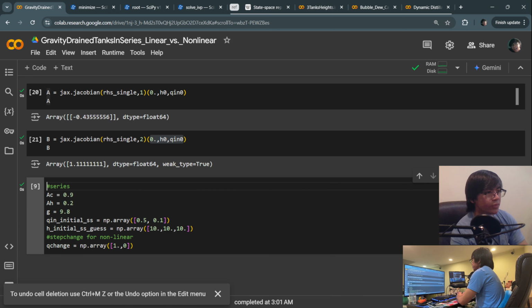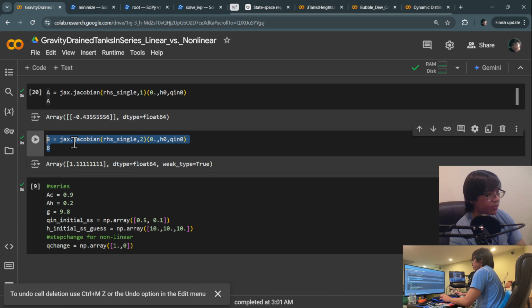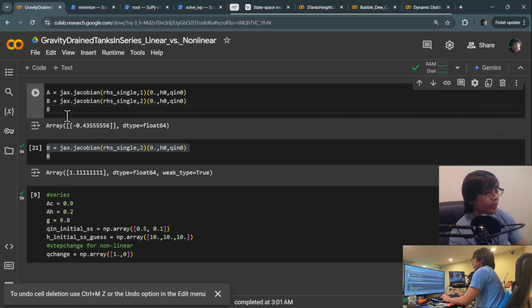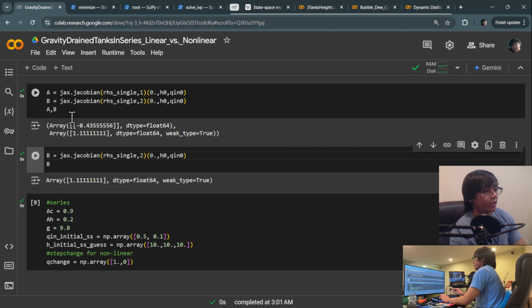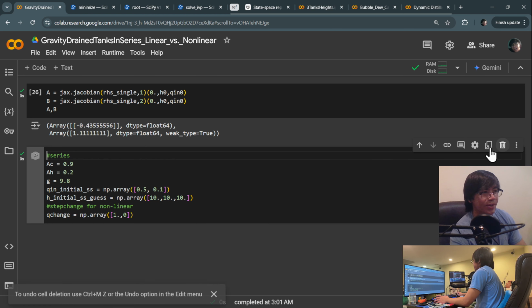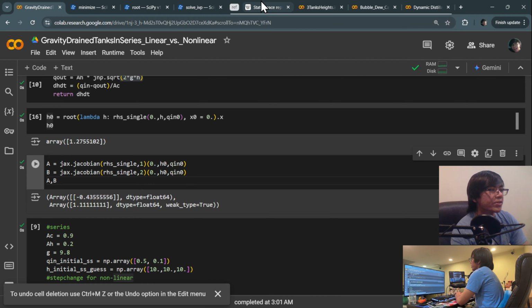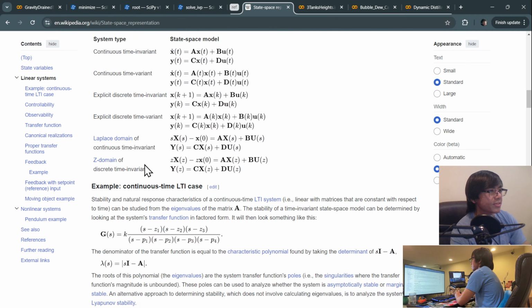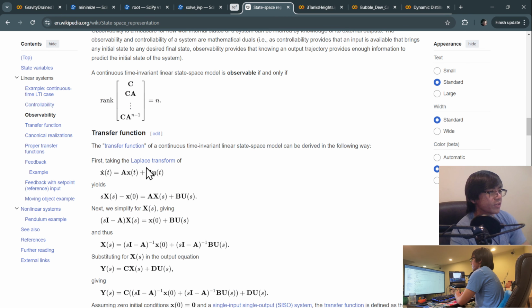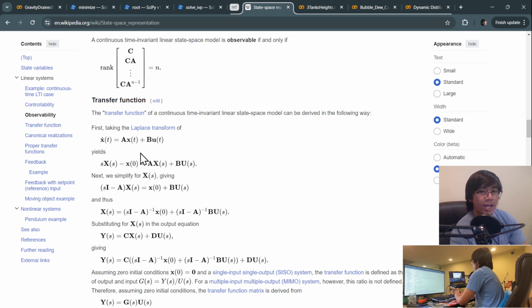Go ahead, delete that, and I might just combine these all into one when we have to. I'll be using this to copy paste so I don't have to do it again for the series. So now we have our state space representations. I don't even know where I am. So we'll be doing the transfer functions now that we have those.